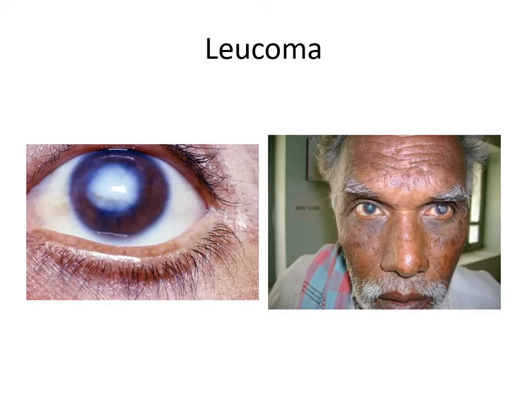You can see a dense leucoma in the center of the cornea. Behind the leucoma, you are not able to see anything. If you look carefully, you can see a blood vessel growing from the cornea onto the leucoma, and it is arborescent in nature. So there is superficial vascularization.